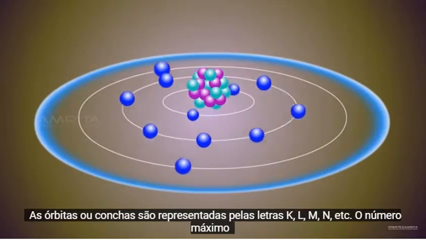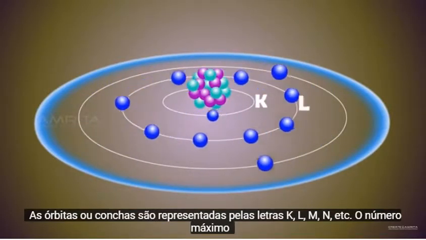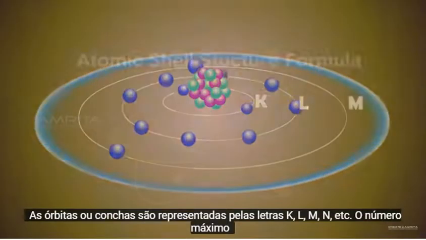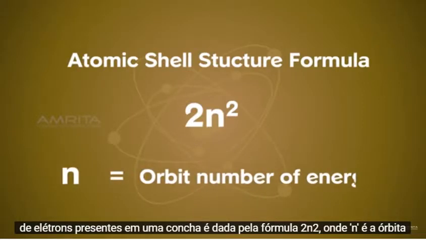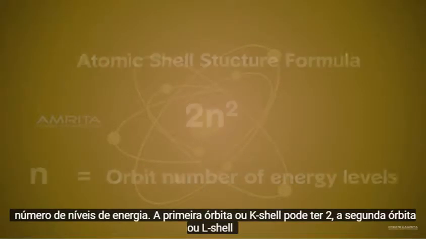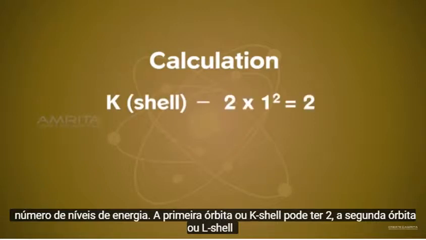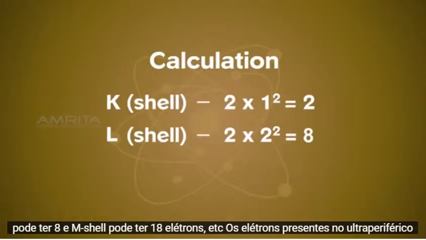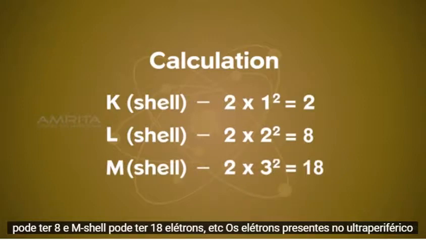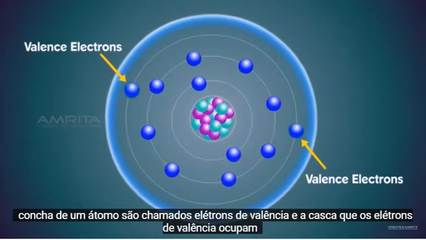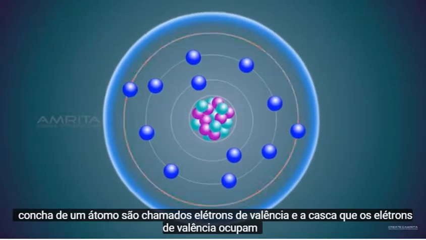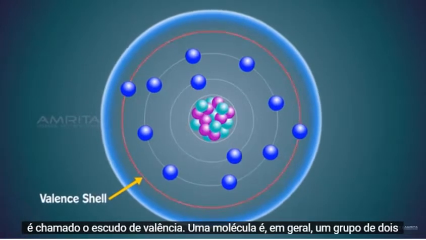The orbits or shells are represented by the letters K, L, M, etc. The maximum number of electrons present in a shell is given by the formula 2n², where n is the orbit number of the energy shell. The first orbit or K shell can have 2, the second orbit or L shell can have 8, and the M shell can have 18 electrons, etc. The electrons present in the outermost shell of an atom are called valence electrons, and the shell which valence electrons occupy is called the valence shell.